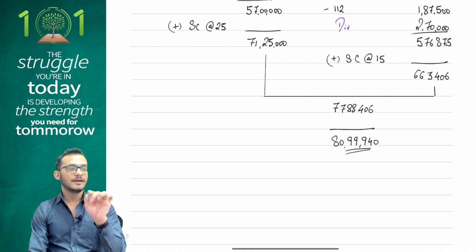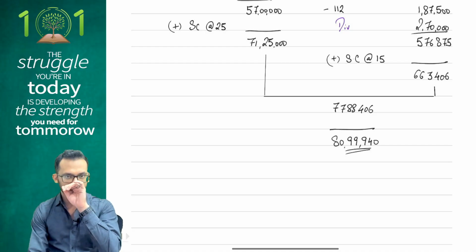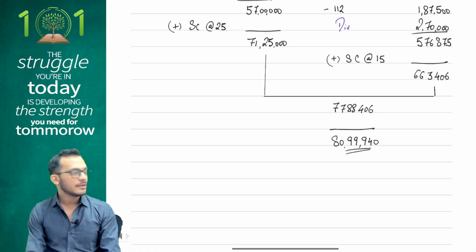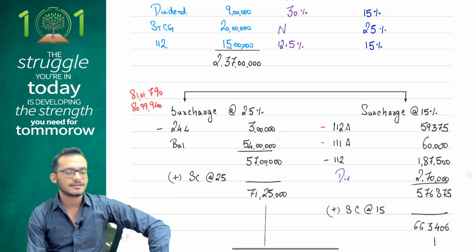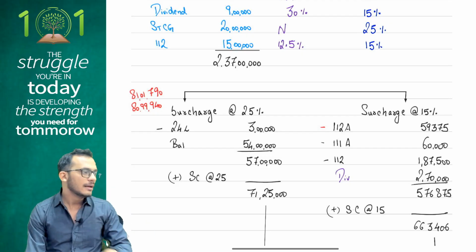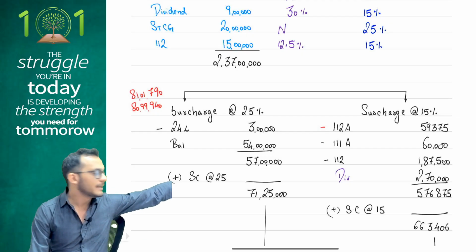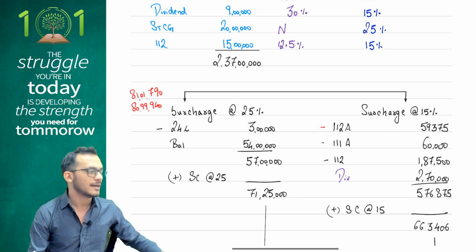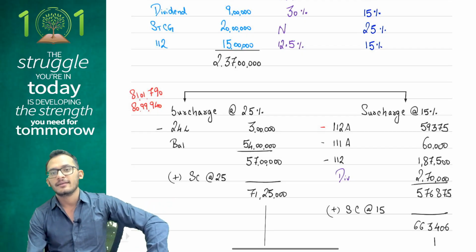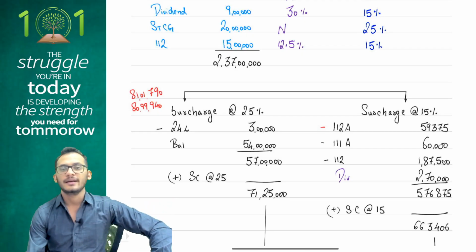This will happen if I choose to tax dividend at 30%. If I go for an average rate, you will just have the extra 2,000 rupees. Everything is right. If you put it in the income tax calculator, the answer would be 81,01,790. But if you do it outside the calculator and do it smartly, the answer would be 80,99,940. Any doubts on this part?